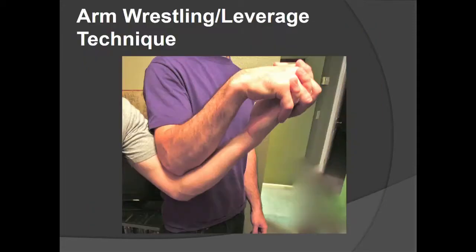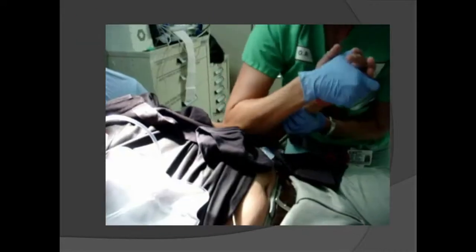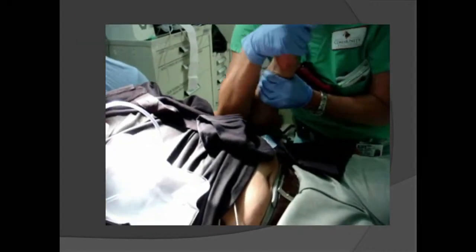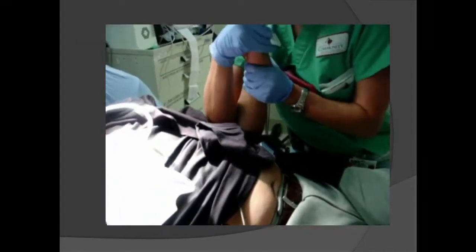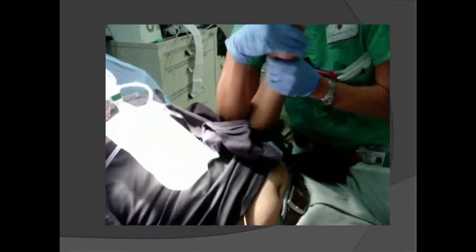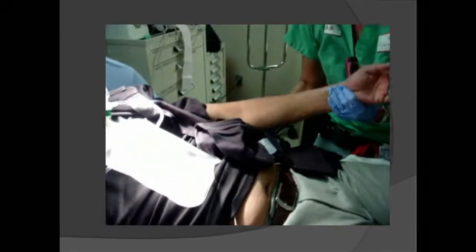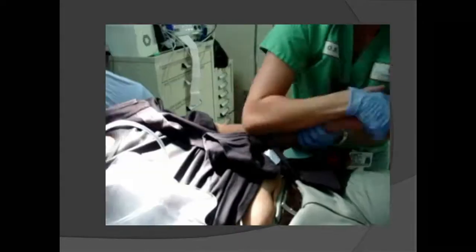The next is a leverage technique. So this is more fun. It's kind of like arm wrestling the patient. So you're going to grab their arm. You're going to pull straight up while bending it. And it does the same thing. It kind of pulls that olecranon into place while doing it.